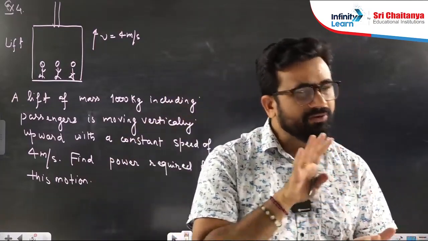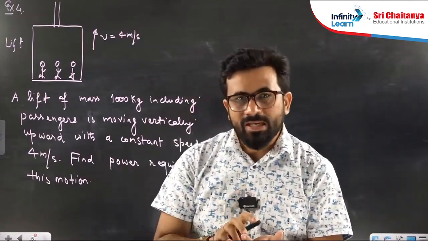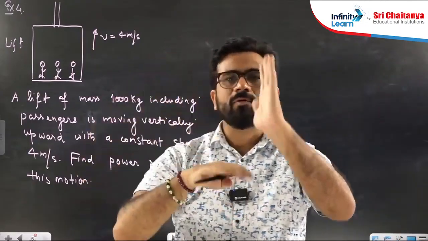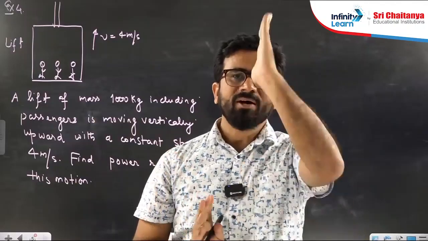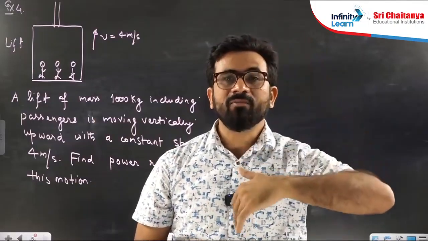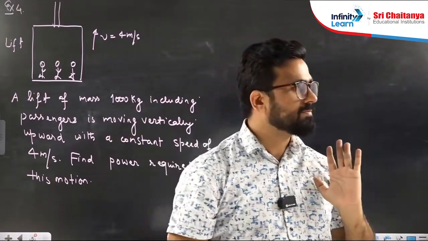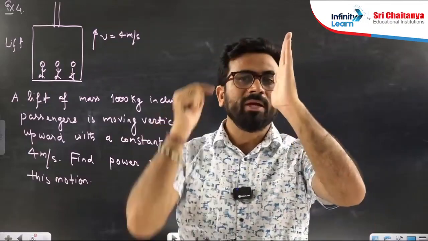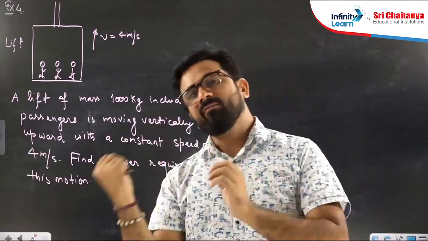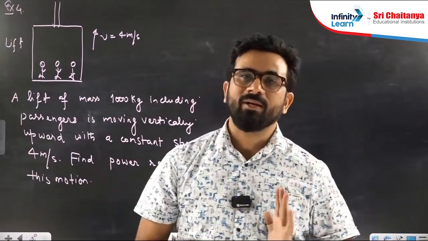The net force should be 0. That means upward force and downward force should be balanced. What is the upward force? We don't know. But what is the downward force? We do. That is mg. So upward force should also be equal to mg, na? So m we know, that means upward force we know.